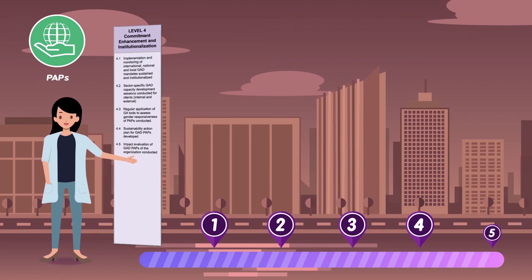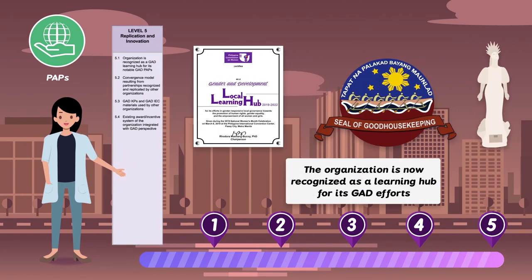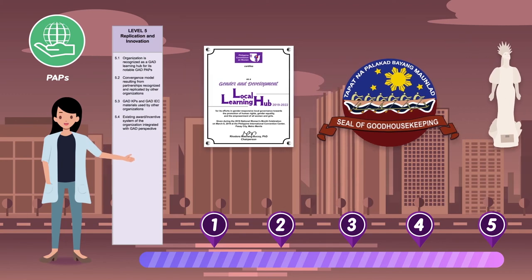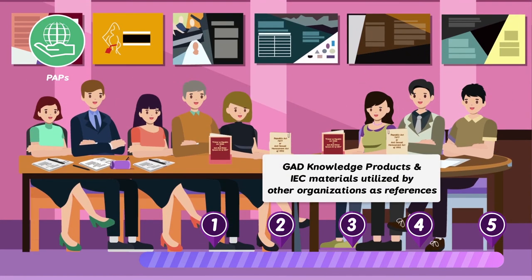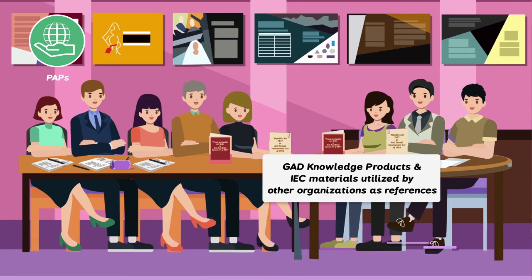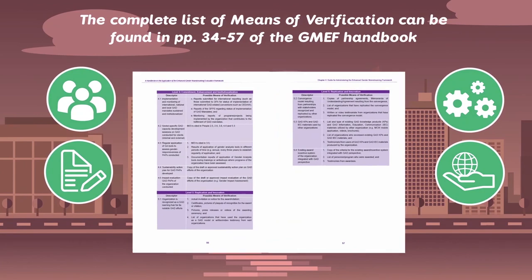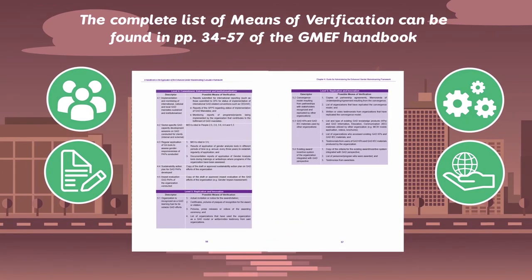And finally, at level 5, the organization is now recognized as a learning hub for its noteworthy GAD efforts. GAD knowledge products and IEC materials produced by the organization are also utilized by other organizations as references or models to develop their own GAD-related materials. The complete list of possible means of verification can be found in the GMEF Handbook.